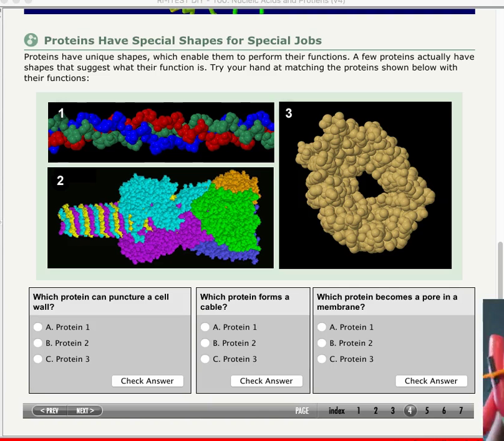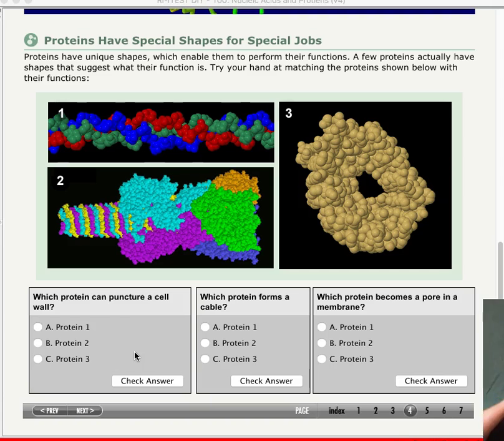All the amino acids form the chain and they all stick to each other, or they make disulfide bonds like this, and they make a very globby shape. So let's look over here. We're supposed to figure out which protein can puncture a cell. Which one kind of looks like it might be designed to stab something? Which one forms a cable? Which one's kind of long and ropey?